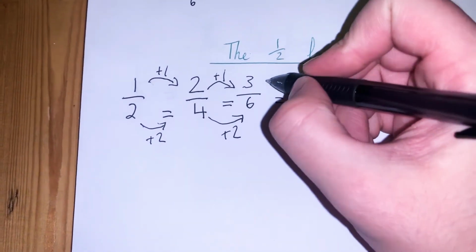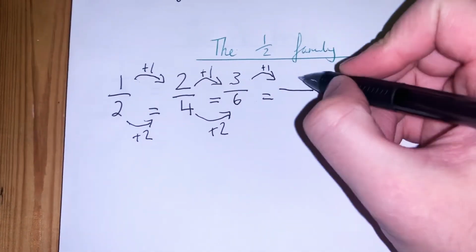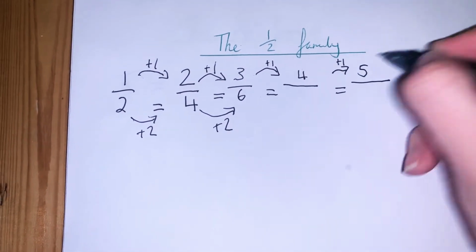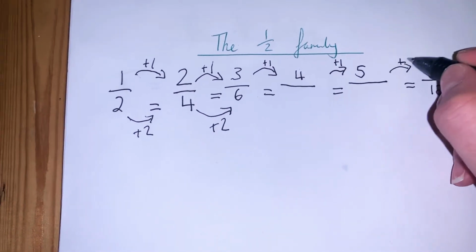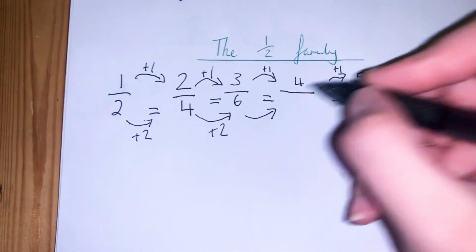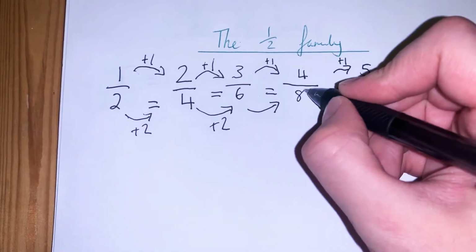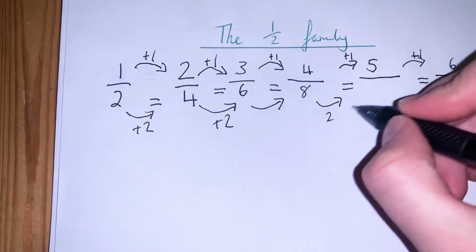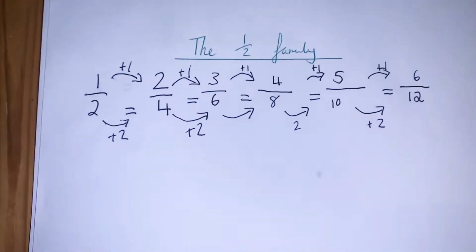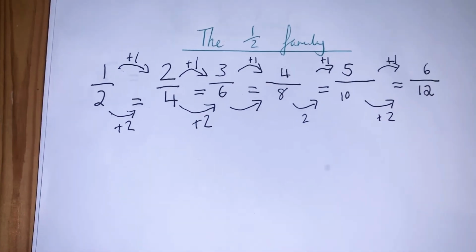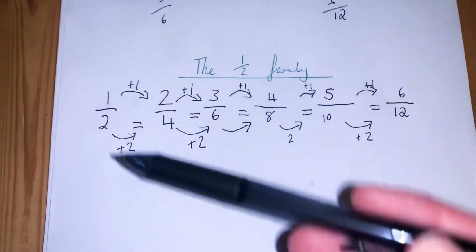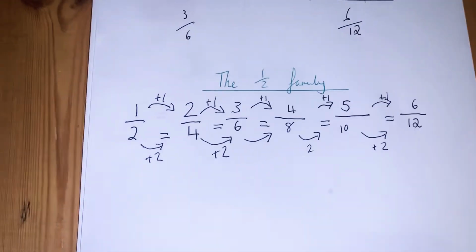So 3 plus 1 gives me 4, plus 1 gives me 5, and obviously plus 1 to get to 6. At the bottom, I'm going to plus 2. So 6 plus 2 gives me 8. 8 plus 2 gives me 10. 10 plus 2 gives me 12. So I got all the way up to 6/12. Okay? So I've added on 1 at the top and 2 at the bottom. So it's the same as 1/2, the same number.